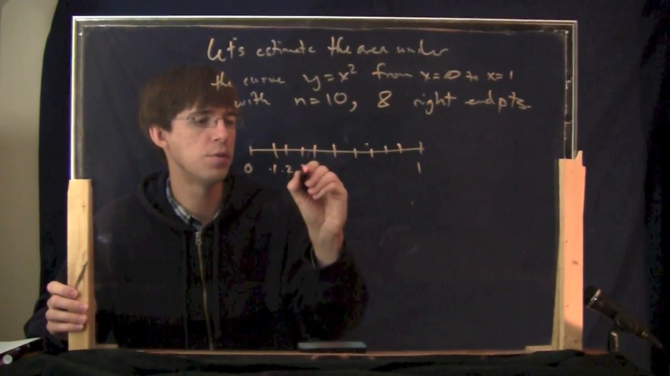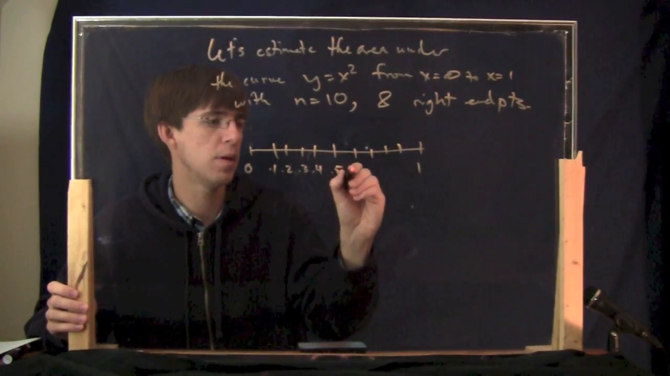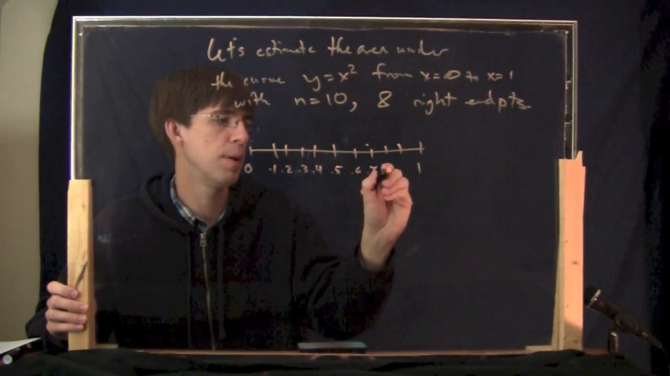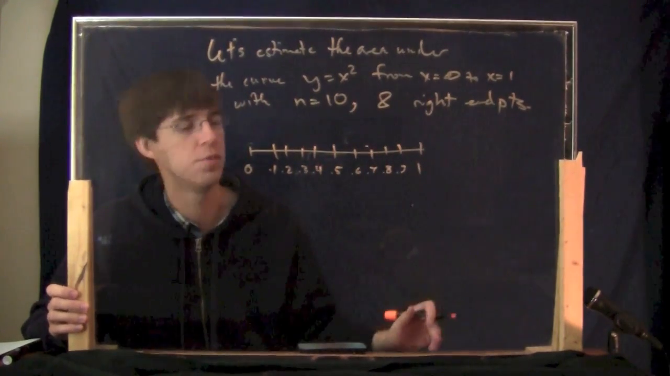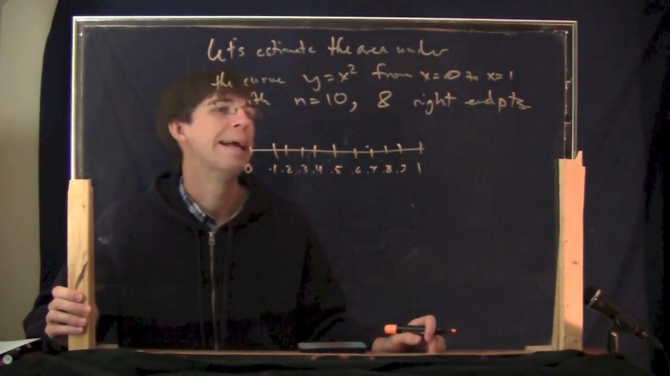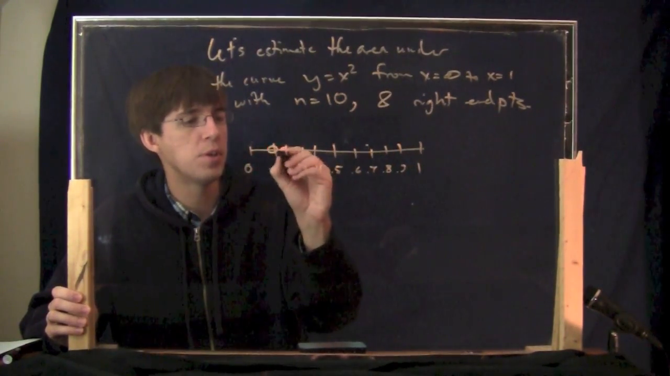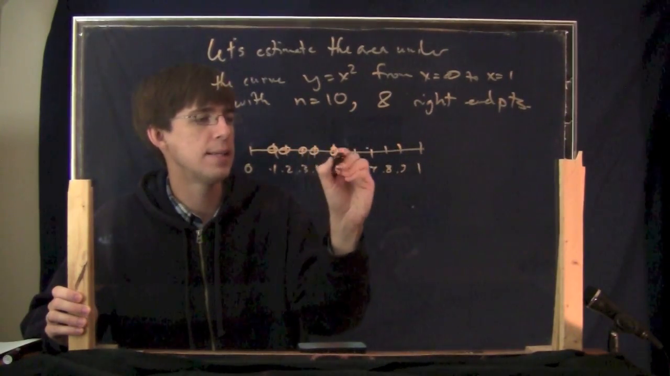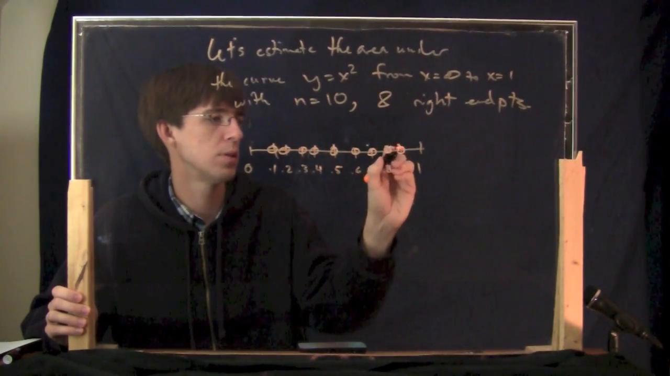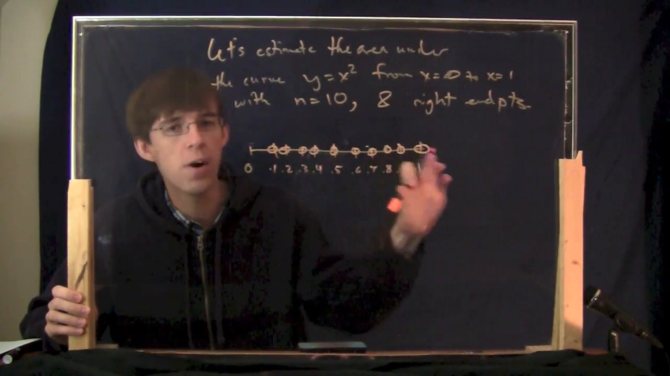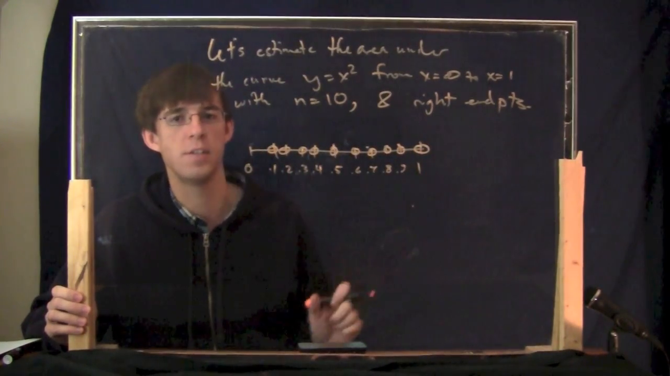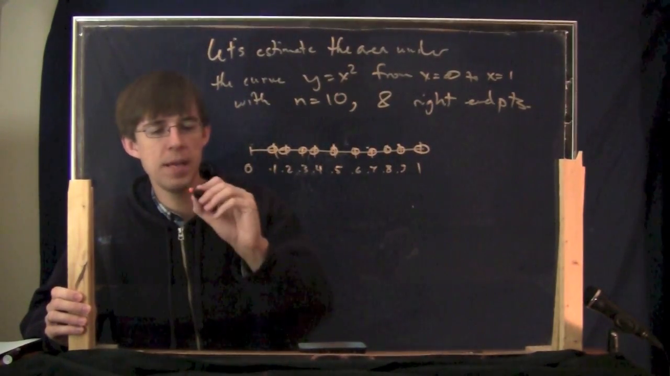It is helpful to make a little diagram like this. Maybe you don't have to actually write in all those numbers if you think that's annoying. And I'm choosing the right endpoint. So on my diagram, I'm just going to circle the right endpoints. These are the 10 points which I'm going to plug into the function. All right. So what is my answer?